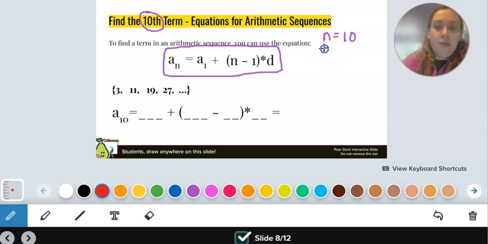Our first term, or our a sub 1, which we see here, is going to be 3 because our sequence starts with the number 3. That's our first number.